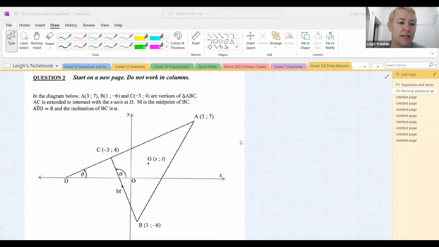Okay, so question number 2 says to us, in the diagram below, we have been given A, a point which has the coordinates 3 and 7, B, a point which has the coordinates 1 and -6, and C, which has the coordinates -3 and 4. They are the vertices of triangle ABC. Line AC is extended to intersect the x-axis at D. M is the midpoint of BC. ADO is theta, and the inclination of BC is called alpha in this case.